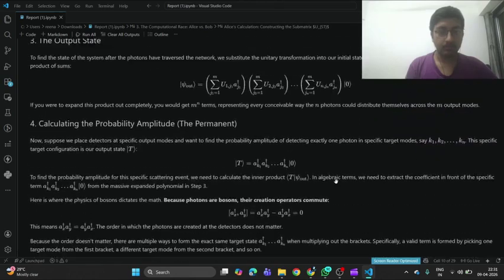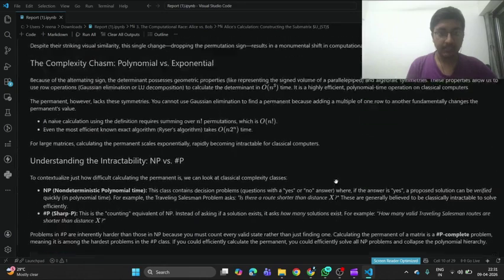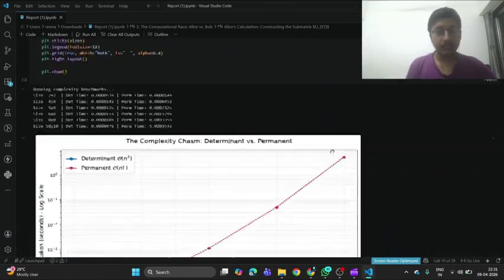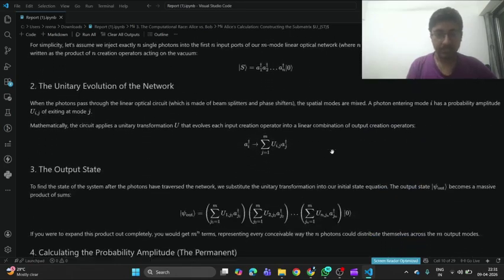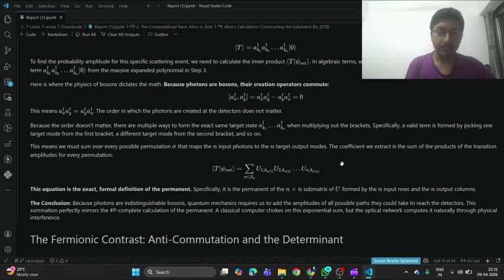Now this structure seems familiar, right? If we go above, we can see that this exact same structure is that of the permanent of any matrix A. Specifically, in this mathematical structure, the permanent is being calculated of the n cross n submatrix of the initial unitary U. As we can see from this, the probability of a particular output state occurring intrinsically requires calculating the permanent of all the n cross n submatrices.